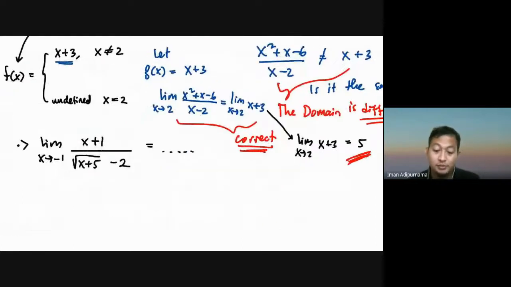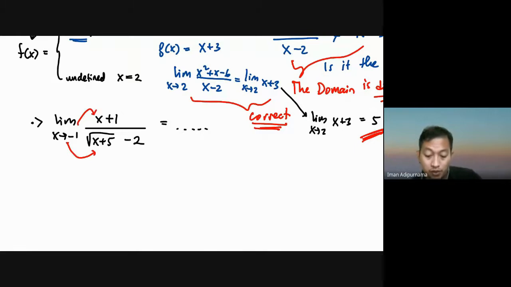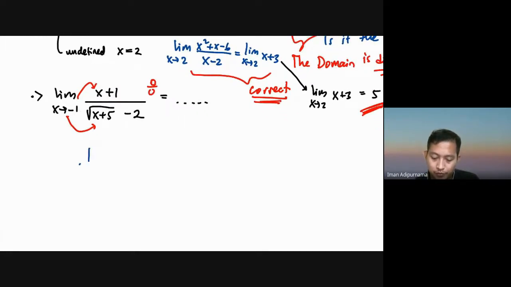Okay, let's move on to the other one. The other question, you see that if we plug in -1, of course it will be 0 over 0, right? So what will happen now? We can use the rationalized method. So how does the rationalized method work? If you remember, you have maybe 1 over square root of 3.